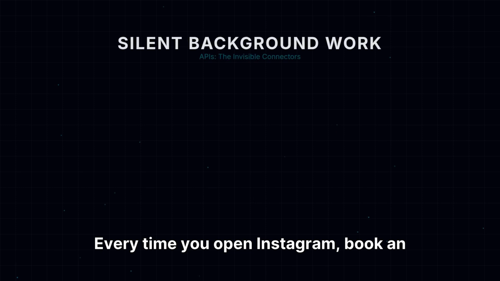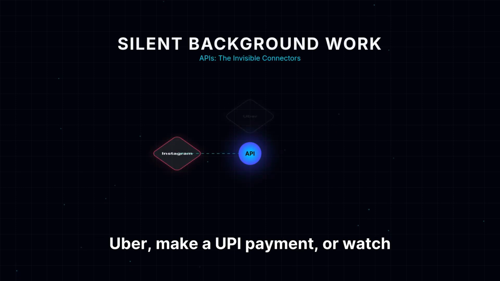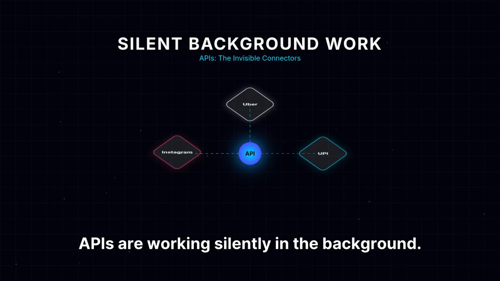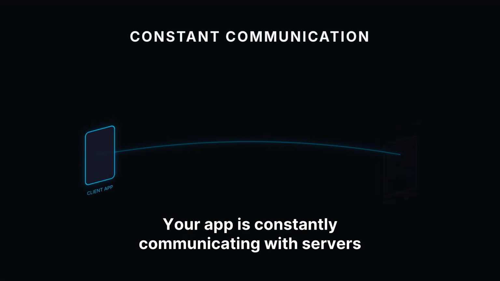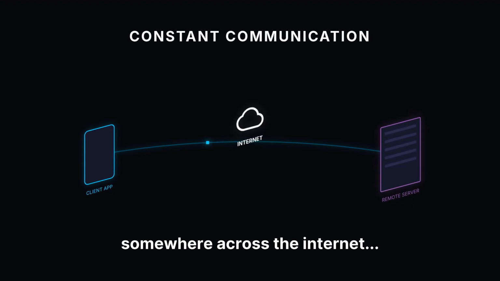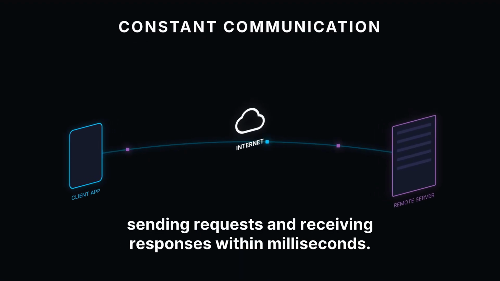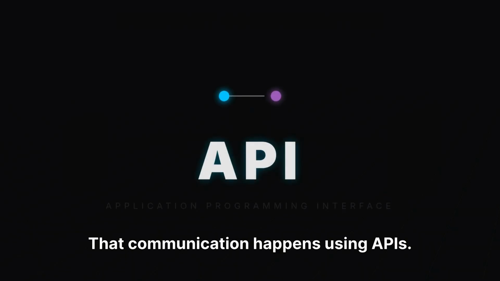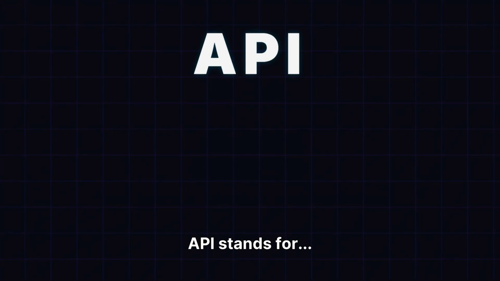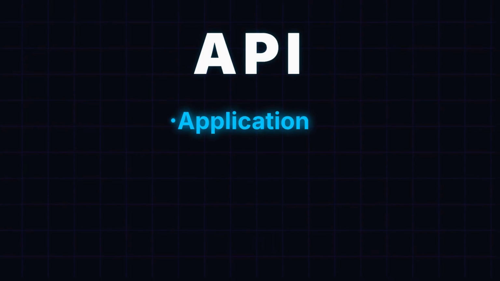Every time you open Instagram, book an Uber, make a UPI payment, or watch YouTube, APIs are working silently in the background. Your app is constantly communicating with servers somewhere across the internet, sending requests and receiving responses within milliseconds. That communication happens using APIs. API stands for Application Programming Interface.